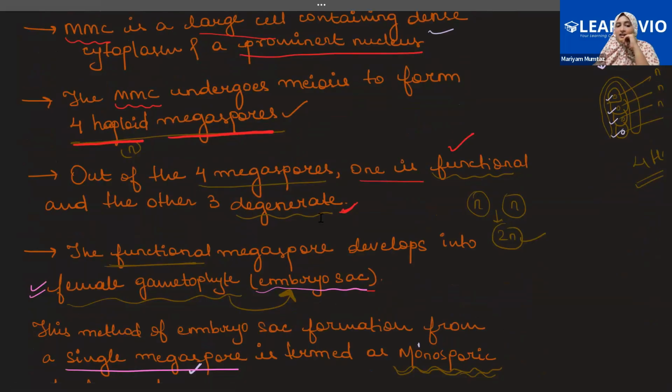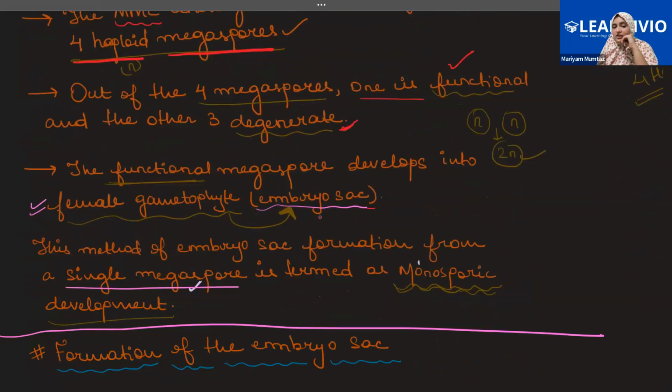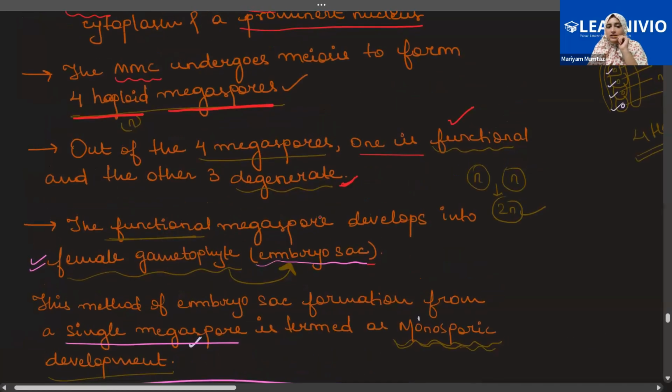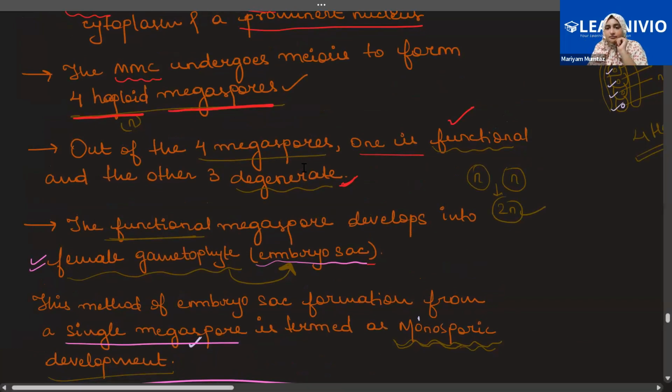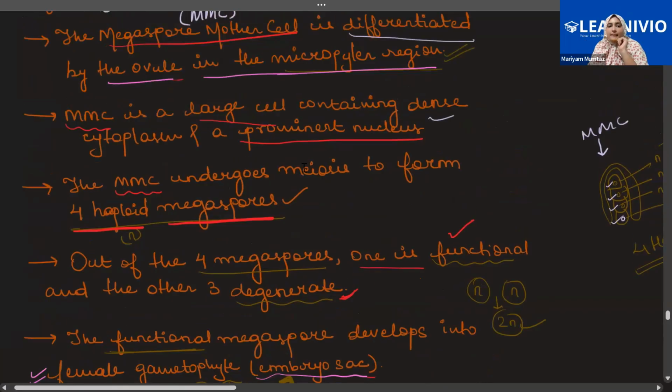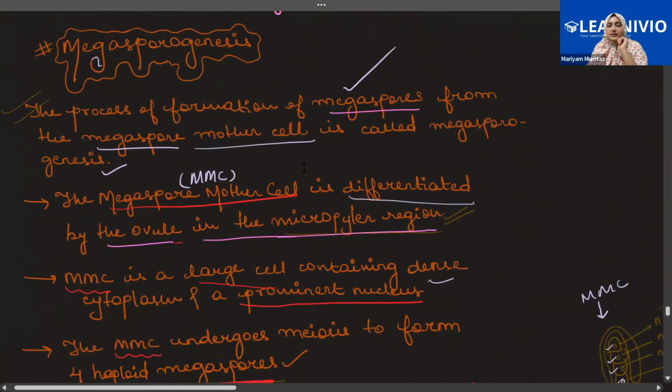Okay. And this method of embryo sac formation, because only one megaspore is performing in it, we call it monosporic development. Mono means one. Sporic refers to the one megaspore that is performing. So we call it monosporic development, because out of the four haploid megaspores, three of them degenerate. Only one is functional, and that is why. Clear? Okay, now note this down and we'll keep it till here only.